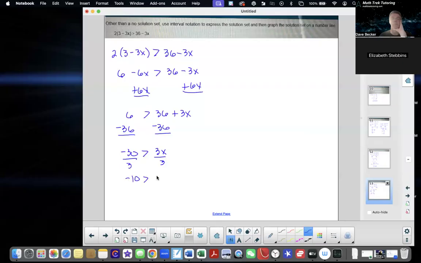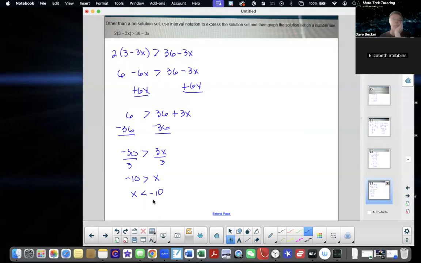Let me know when you get to here. Got it. Okay, so the only reason you might not want to do this is wherever the variable is, you have to read it from that side. So I have to read this from right to left, and from right to left, that reads x is less than negative 10, which we can rewrite. And then we're in business, right?